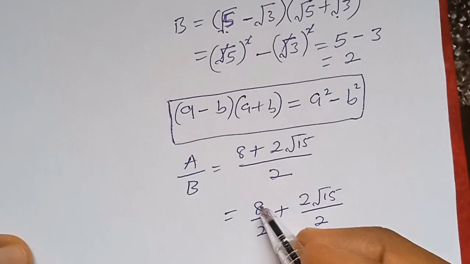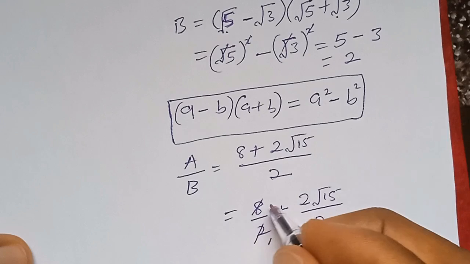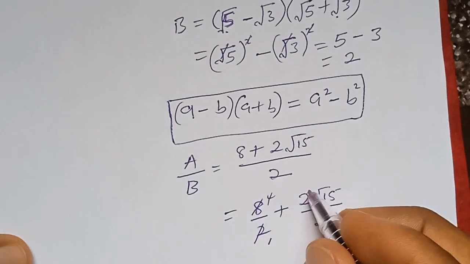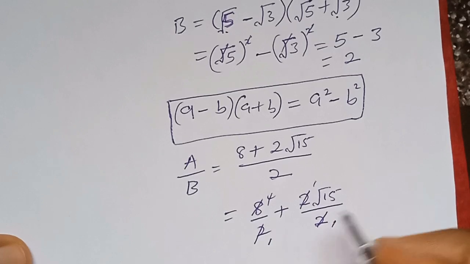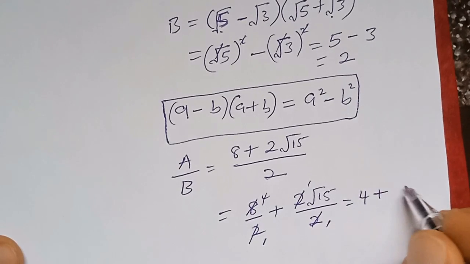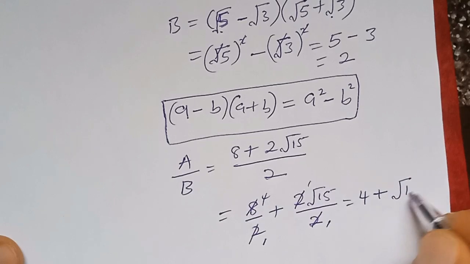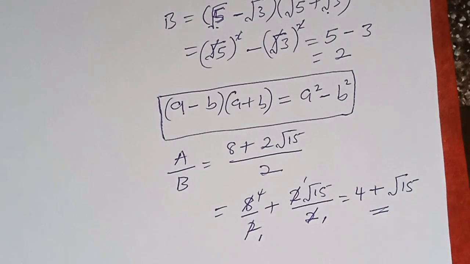So from here, 8 can divide 2. We have 8, 2 divided by 2, 1. 8 divided by 2, we have 4. 2 into 1, 2 into 1. So this then gives us 4 plus square root of 15, which is the final simplification of the expression.